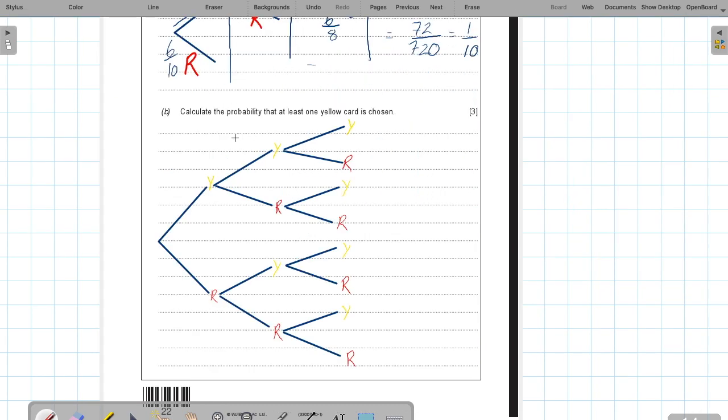So part B of this question: calculate the probability that at least 1 yellow card is chosen. So I've already drawn out the probability tree here. It makes it a little bit easier for me just to visualize what's going on.